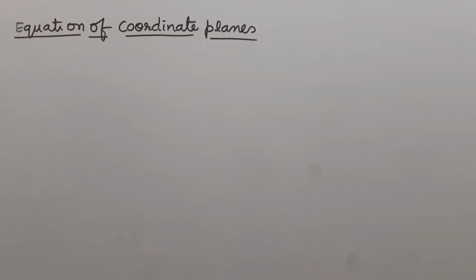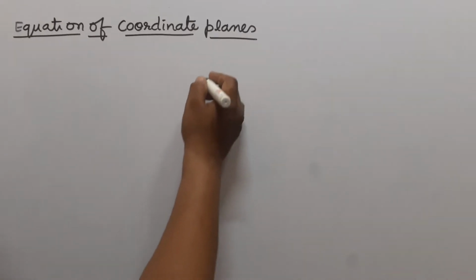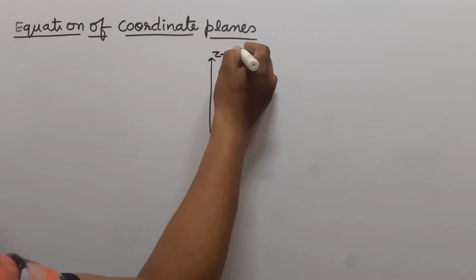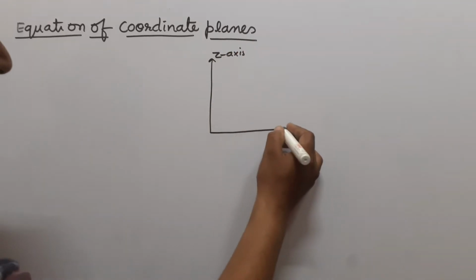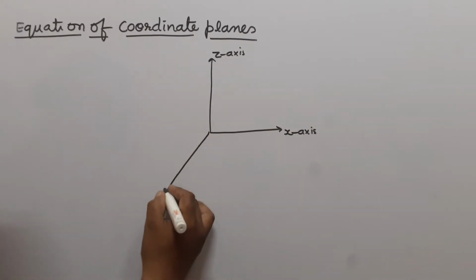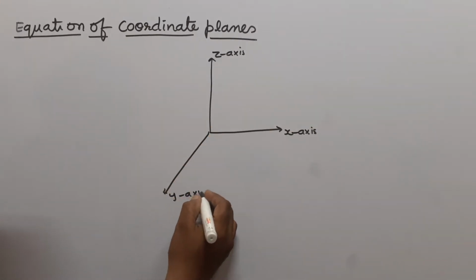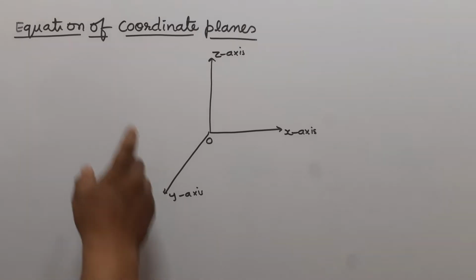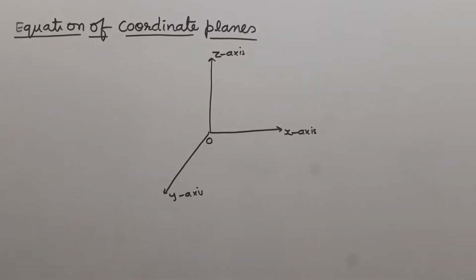In this article, we find the equation of coordinate planes. So, suppose that this is the z-axis and this is the x-axis and here this is the y-axis, and O is the origin. Here we find out the equation of the coordinate planes.